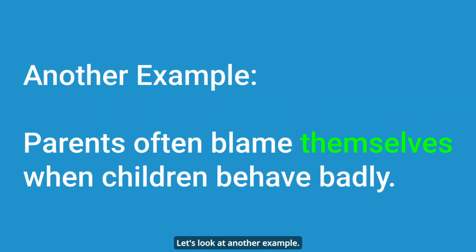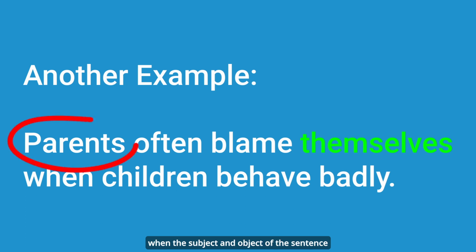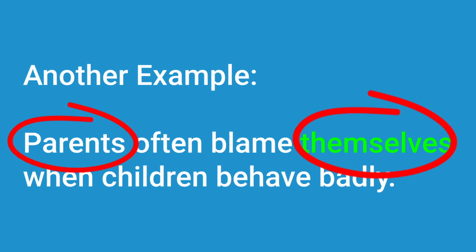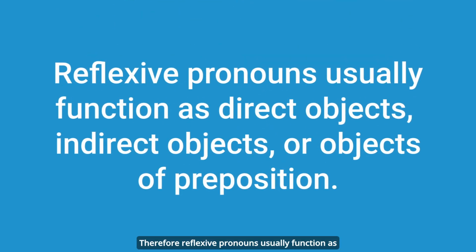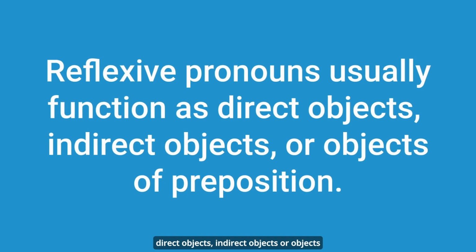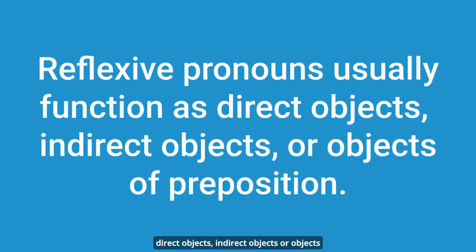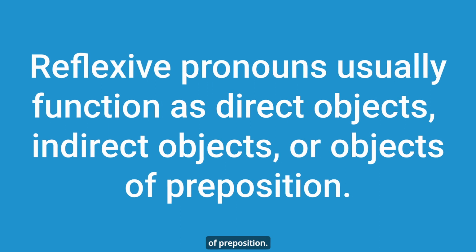Let's look at another example. Parents often blame themselves when children behave badly. The reflexive pronoun themselves refers back to the subject of the sentence, parents. Now keep in mind that reflexive pronouns are used when the subject and object of the sentence are the same. Therefore, reflexive pronouns usually function as direct objects, indirect objects, or objects of preposition.